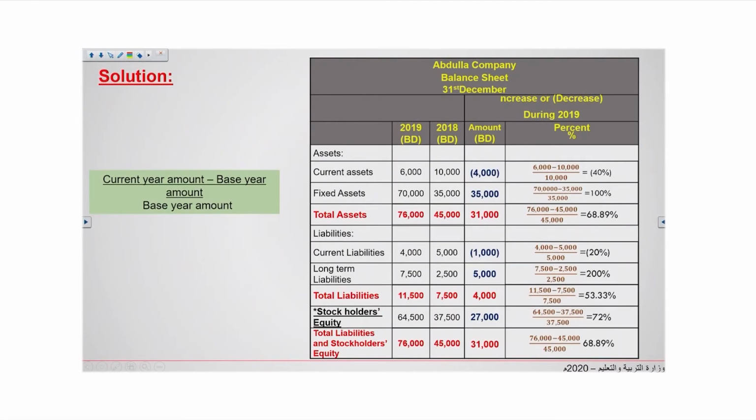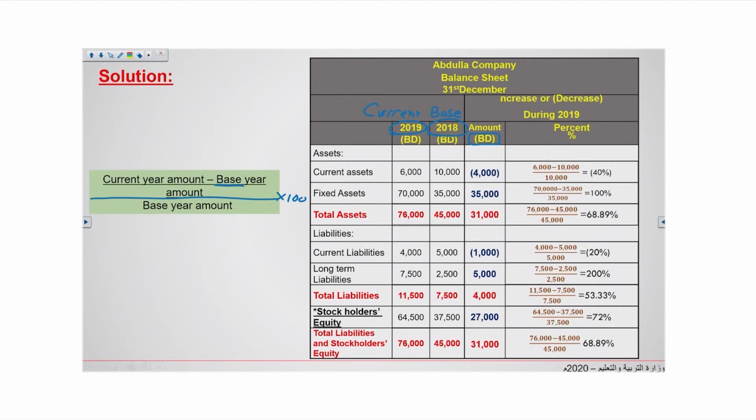The formula says current year amount minus the base year amount over base year amount, multiplied by 100. Okay, the balance sheets will be given with the amounts of 2018 and 2019. 2018 is the base year. 2019 is the current year. How will we compute the amount? The amount should be in BD. We will compute the change between the 2 years.